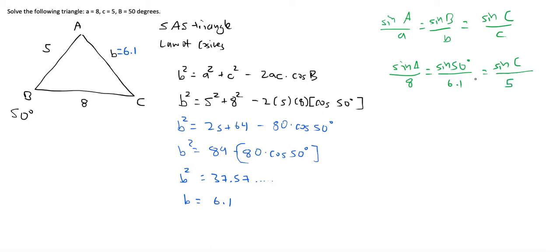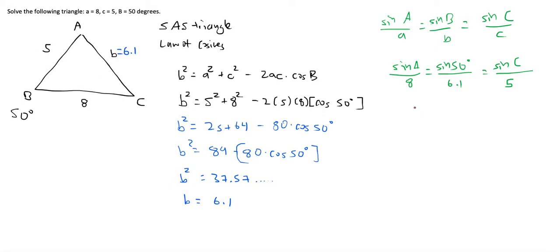So what's unknown? What are we trying to find? We're trying to find angle A and angle C. And there's two ways to do this. You can use the law of sines twice, or probably the easier way is just find one of them. Once we find another angle, we know that the sum of the angles is 180 degrees, so then we don't need to use the law of sines to find the third angle. Just subtract the other two from 180.